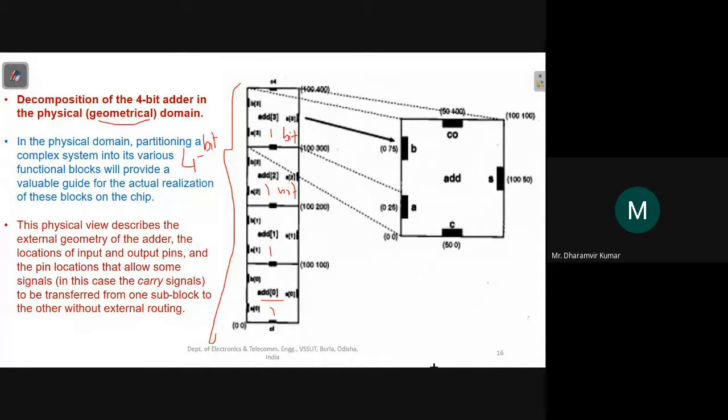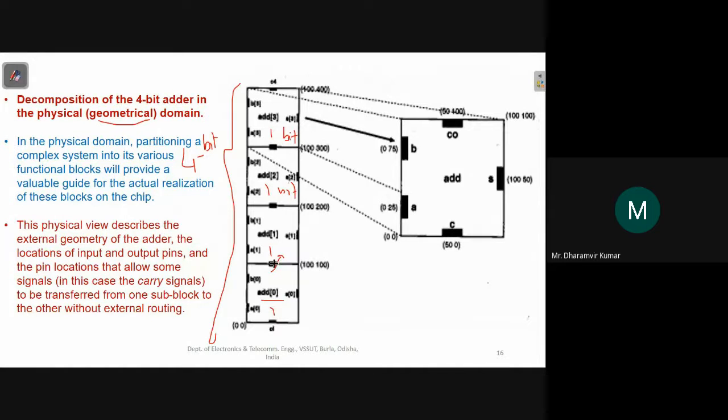Now for this lowest block, we know that we should have some inputs and outputs. It has this A0 input, B0 input, and CI, the carry input, and it is producing the sum output and the carry out output. Now we know that the carry out of this first stage should enter into the carry in of the second stage.